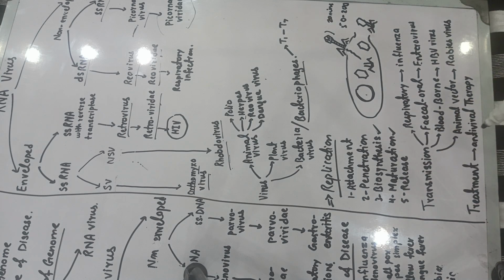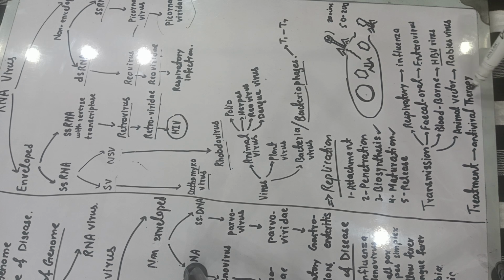Next is the transmission of viruses, how viruses are transmitted. Through the respiratory route, they are transferred by coughing and sneezing, like the influenza virus. Next is transmission through the fecal-oral route, so enteroviruses are transmitted this way. Then bloodborne transmission, through the transfusion of blood and so on. The hepatitis B virus is spread by it.